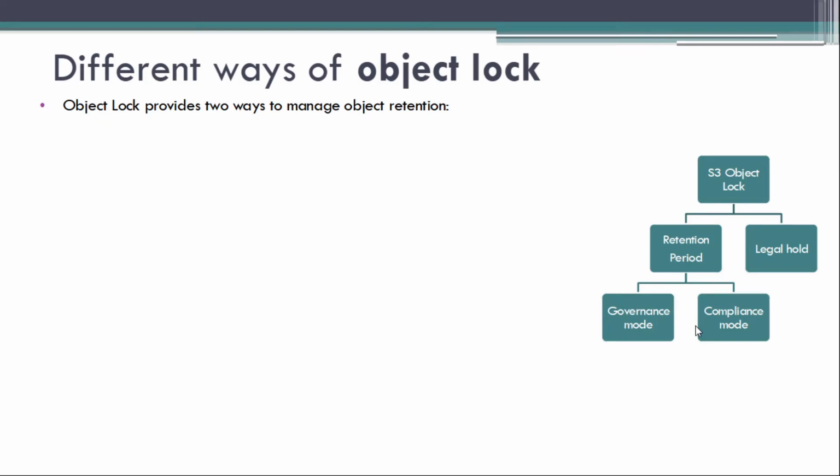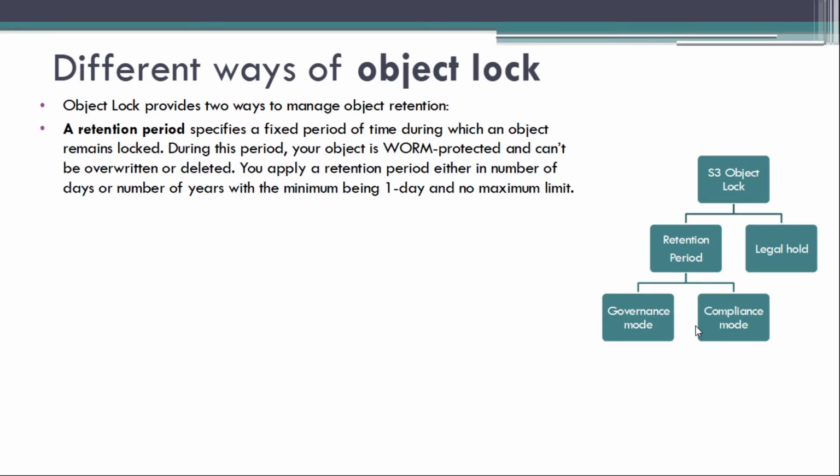Object lock provides two ways to manage object retention. A retention period specifies a fixed period of time during which an object remains locked. During this period, your object is WORM protected and can't be overwritten or deleted. You apply a retention period as either a number of days or a number of years, with the minimum being 1 day and no maximum limit. For this retention period mode, you can simply give some retention time, some time period, so your object gets locked for that time.